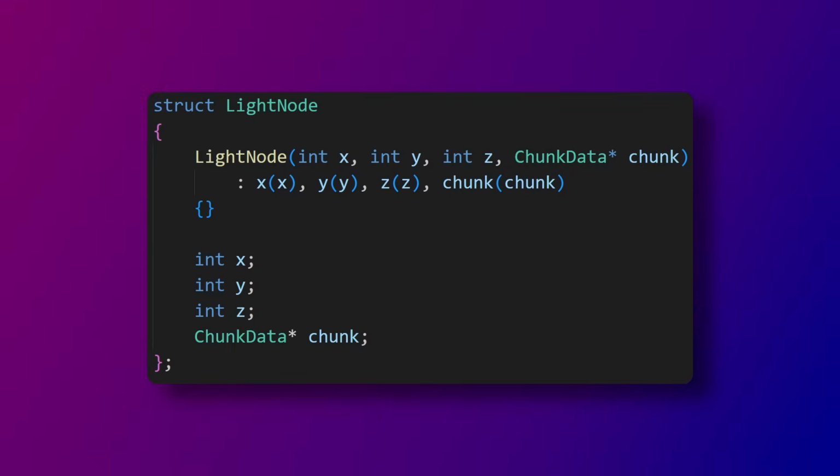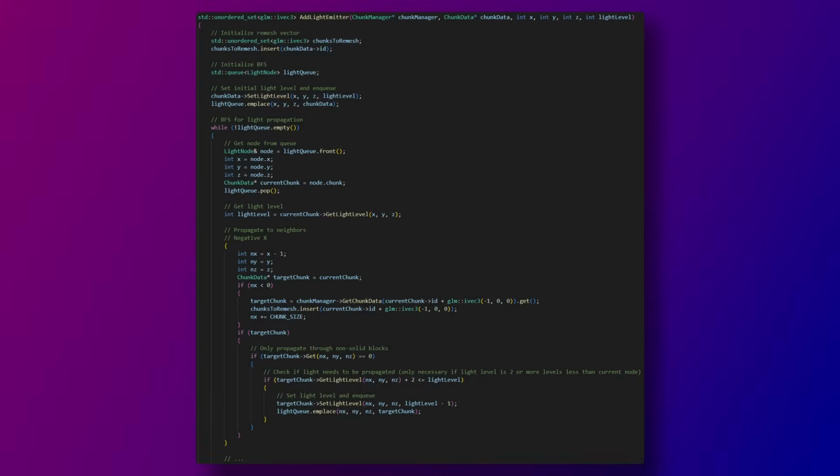I started by creating a light node struct that contains information for breadth first search. Using that, I made this function for adding a light emitter. It runs a BFS algorithm starting from the new light source.